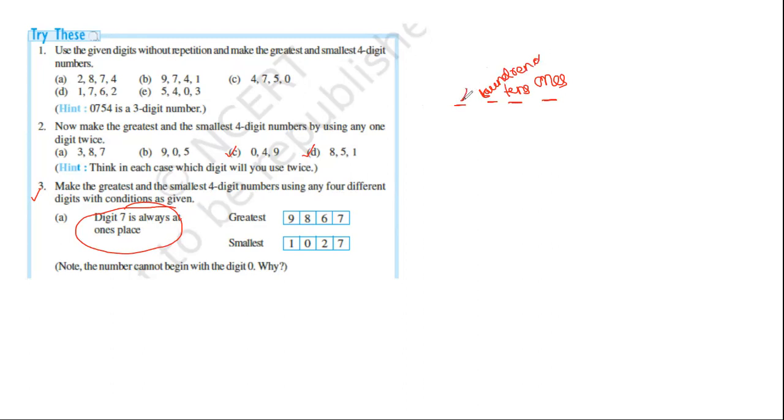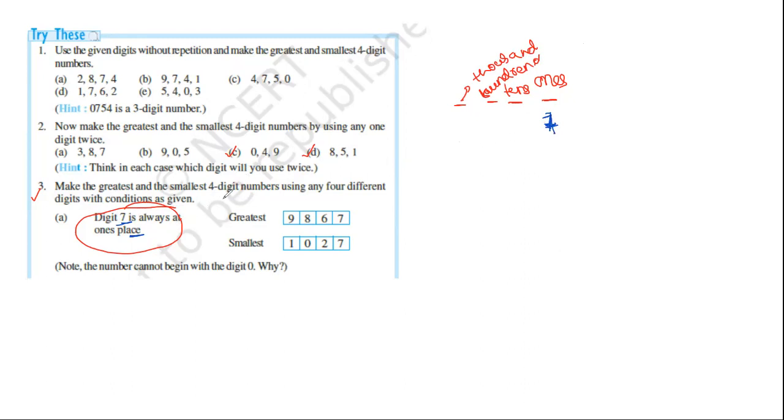And this is thousand place. Ones, tens, hundred, thousand. Okay. So now his condition is you will have to include 7 at ones place. Then we'll have to fix the 7 here, right?